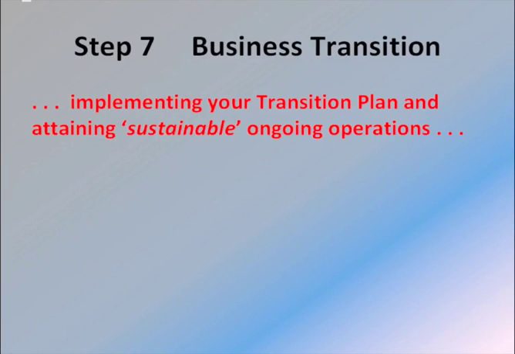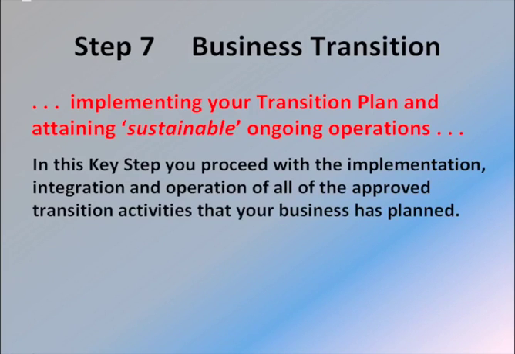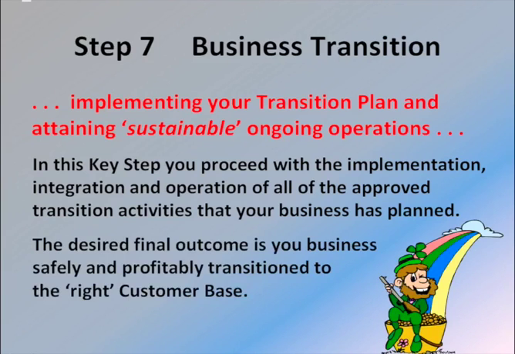Step 7 is the business transition. This is where you are implementing your transition plan and attaining a sustainable ongoing operation. And the key word here is sustainable. In this key step, you proceed with the implementation, integration and operation of all of the approved transition activities that your business has planned. The desired outcome is your business safely and profitably transitioned to the right customer base. This is the pot of gold at the end of the rainbow.